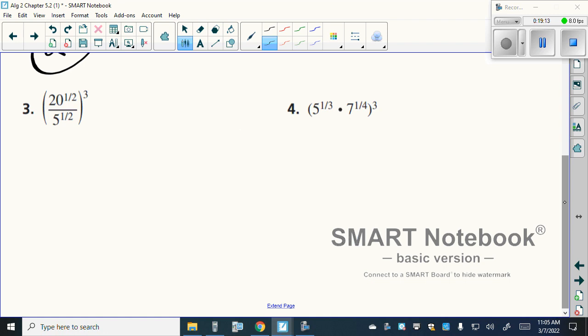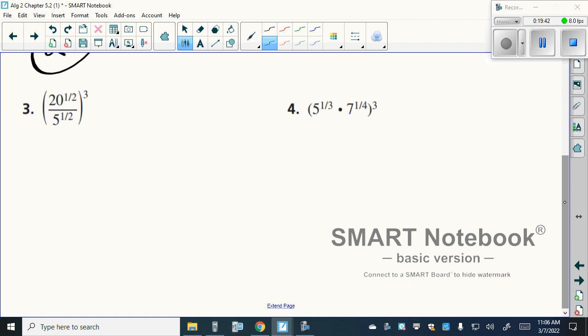Let's look at 3 and 4. Now, if we look at number 3, we have 20 to the 1/2 divided by 5 to the 1/2, all to the 3rd. Now, we can't take 20 to the 1/2 or 5 to the 1/2 evenly, because 1/2 is just saying that we're taking the square root. I can't take the square root of 20, and we can't take the square root of 5 evenly. There's not a number that multiplies by itself to get 20, and 5 is prime.